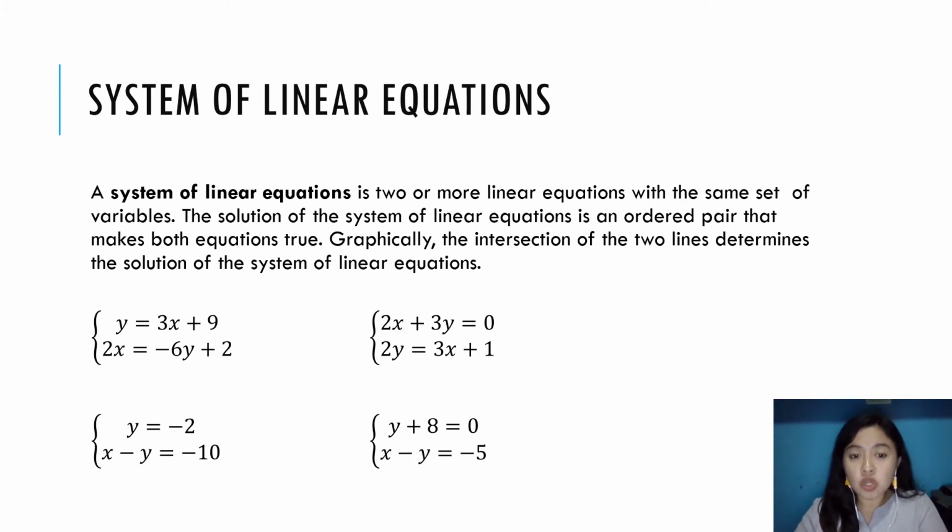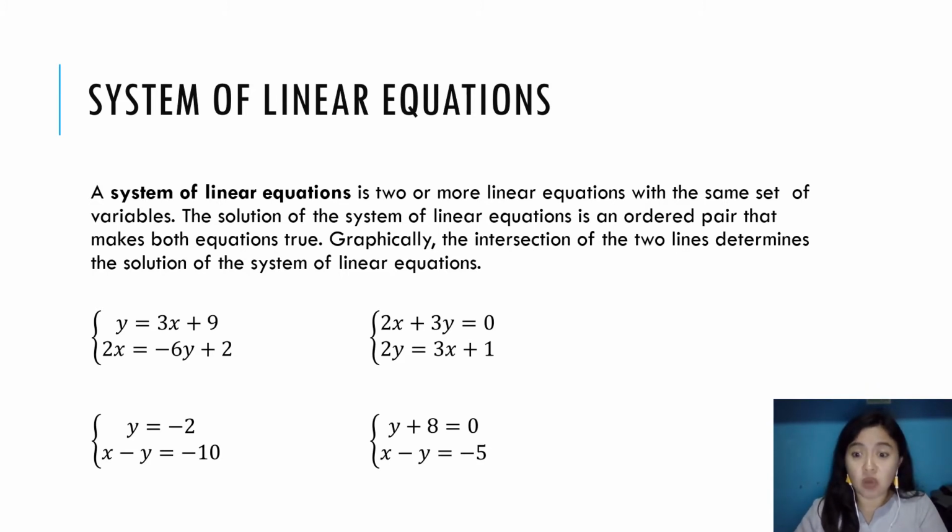So, the solution of the system of linear equations is an ordered pair that makes both equations true. Graphically, the intersection of two lines determines the solution of the system of linear equations. So, we will discuss more on that later on in the video. So, let's have an example. We have here 4 examples.